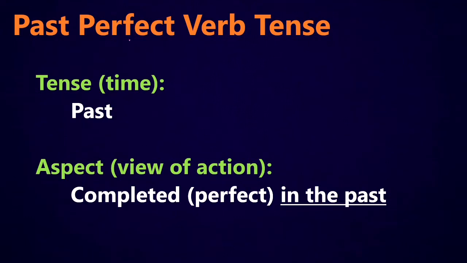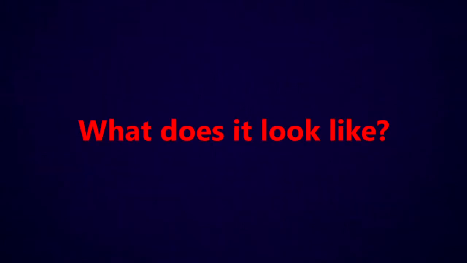So when we're looking at the past perfect verb tense, it's telling us about something that happened in the past. That's the time or the tense. And we're looking at the action as though it is completed or perfect in the past. So this is different from the present perfect because the present perfect is looking at actions that are completed or perfect in the present. But the past perfect is looking at actions that are completed or perfect in the past.